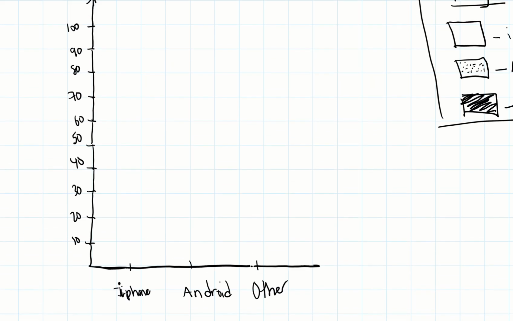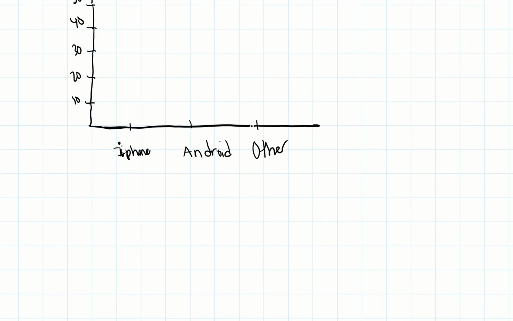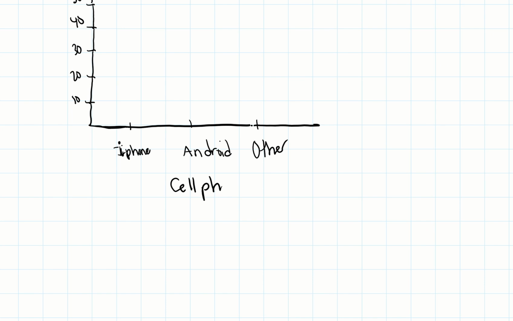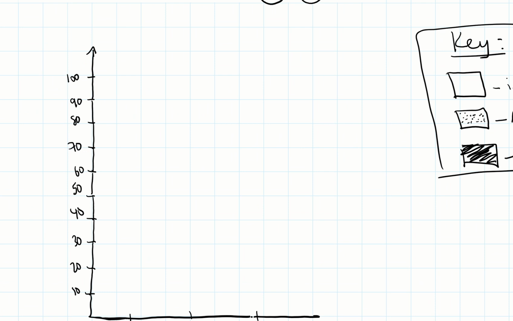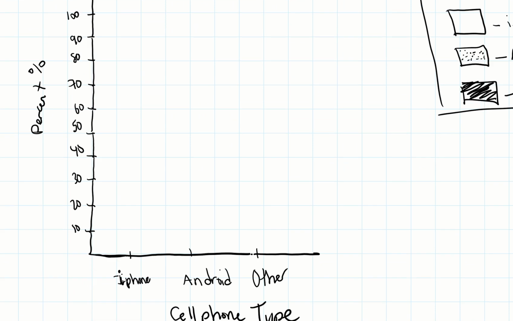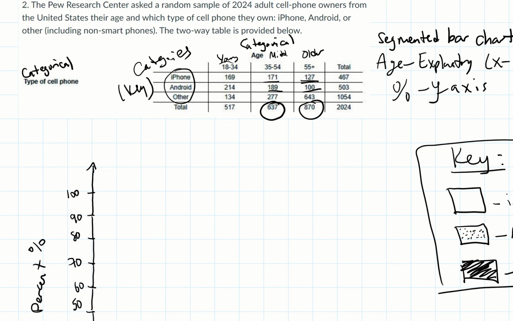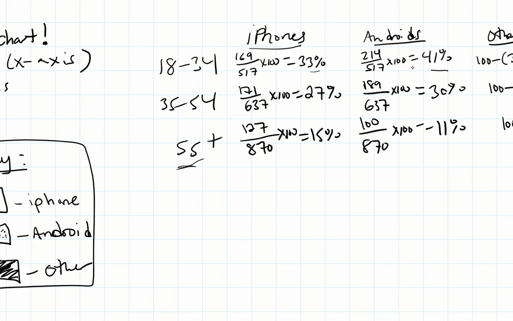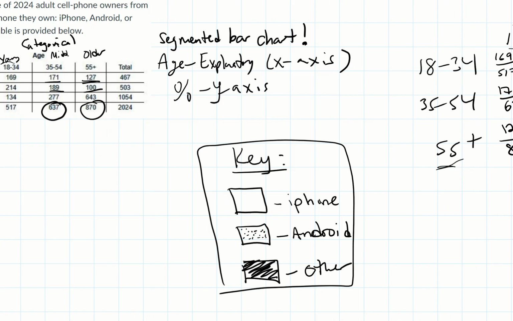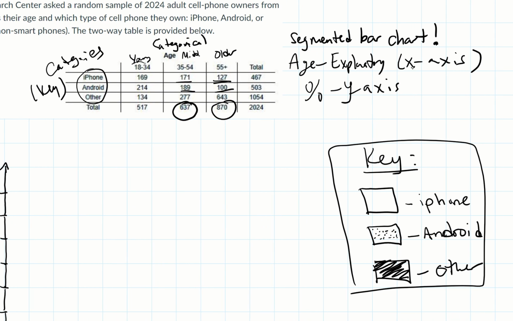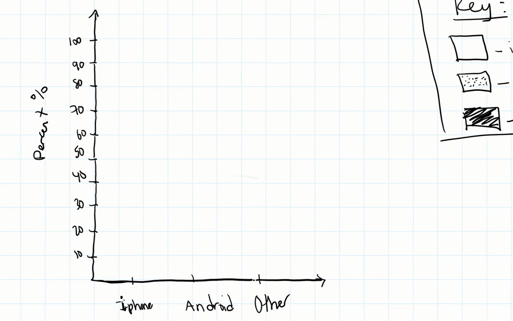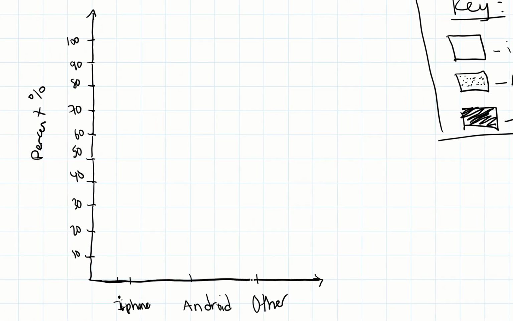Okay, so we have our cell phone type, so on our x-axis, and we have our percent on the y-axis. Okay, so we're ready to graph this. So we know that based off of the data that we calculated, 33% of people in 18 to 34 use iPhones, and iPhones we're going to use as a blank. It's not filled in rectangle. So we'll do that first.